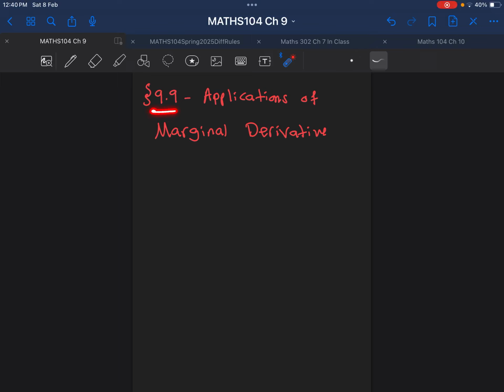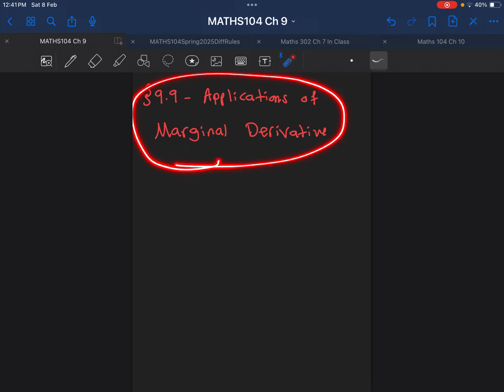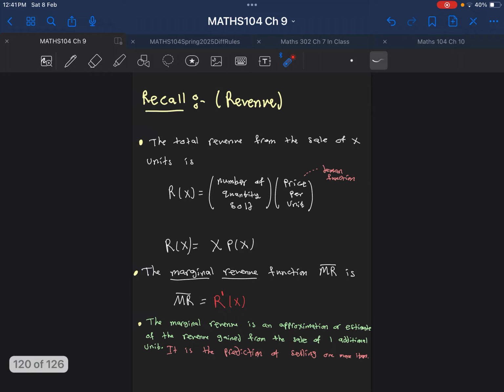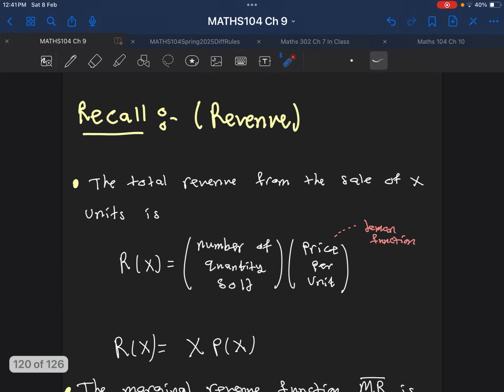Hello and welcome, student, to section 9.9, which will be the application of the marginal derivative. We have seen in many of the examples before the marginal revenue, marginal cost, and marginal profit, and it has a meaning. We discuss some of this meaning. What we will do in this section is go over a revision of what we did in the same context. Let me start first of all by reminding you about the formula for the revenue.